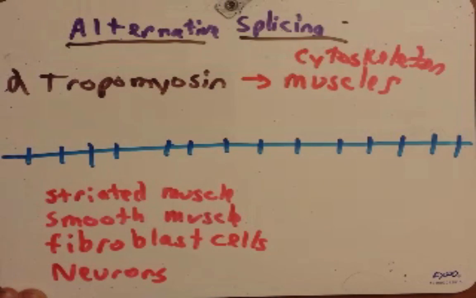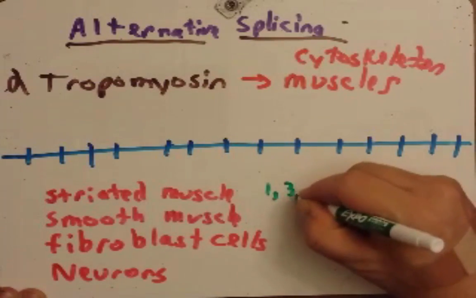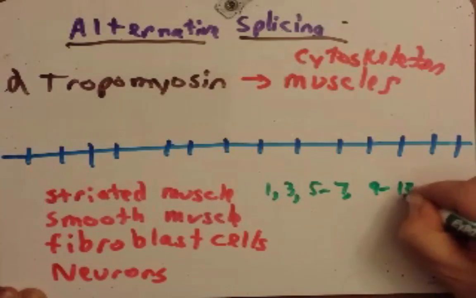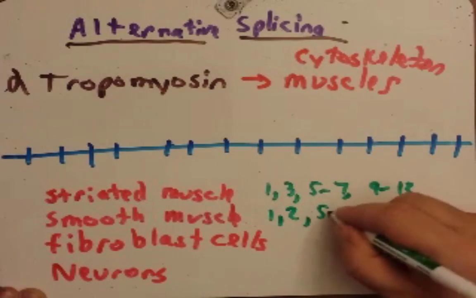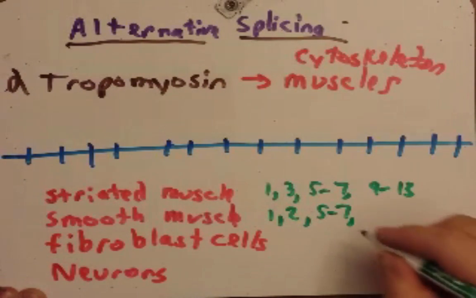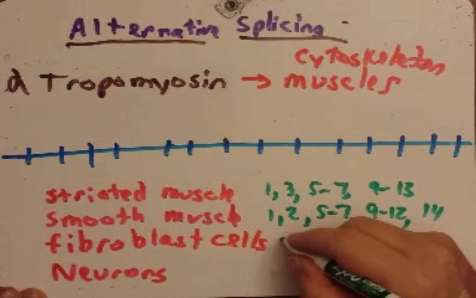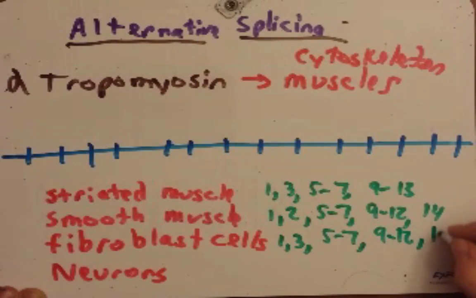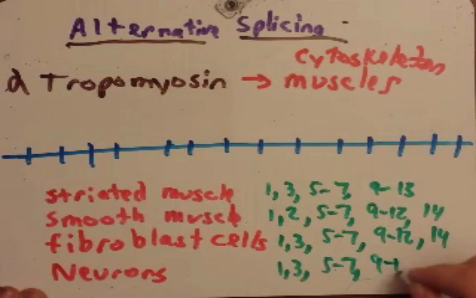For instance, in the striated muscle cells, it contains exons 1, 3, 5 through 7, and 9 through 13. In the smooth muscle, it contains exons 1 and 2, exons 5 through 7, exons 9 through 12, and 14. In the fibroblast cells, it contains 1 and 3, 5 through 7, 9 through 12, and then 14. In neurons, it contains 1 and 3, 5 through 7, 9 through 12, and that's it.